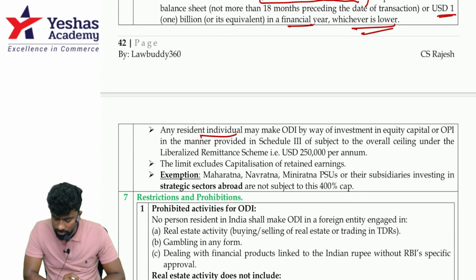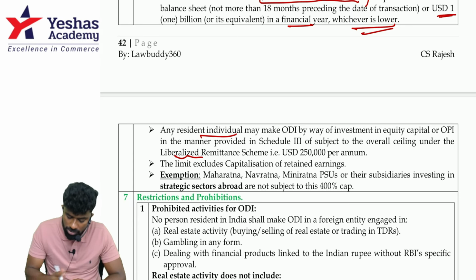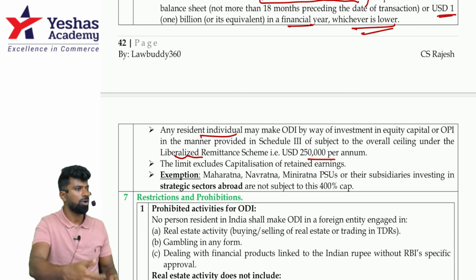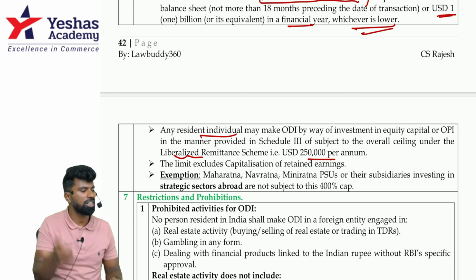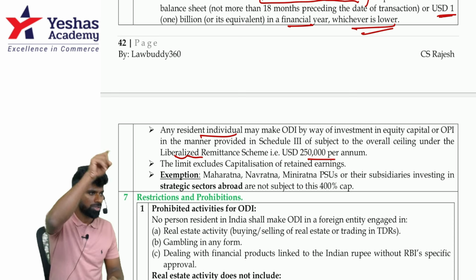given in which schedule? Schedule 3. Under which scheme? LRS scheme. Up to how much? 2,50,000. We discussed this, right? You can draw foreign exchange up to 2,50,000 even for what purpose? To make investment outside India. Is it a current account transaction or a capital account transaction?